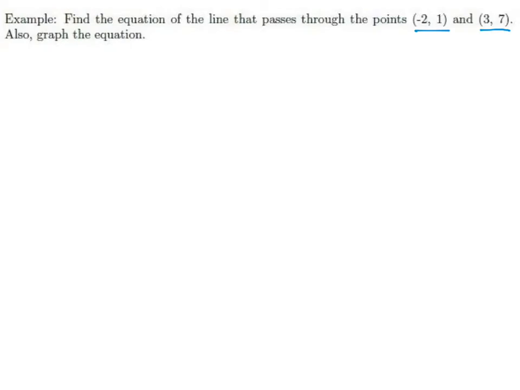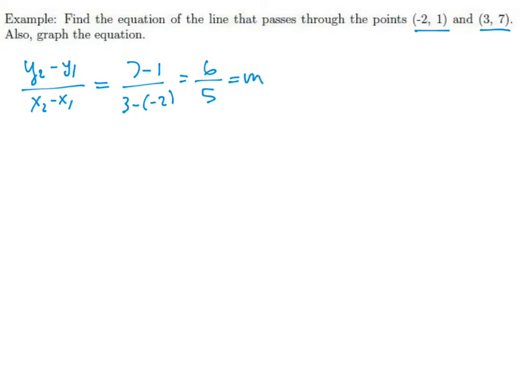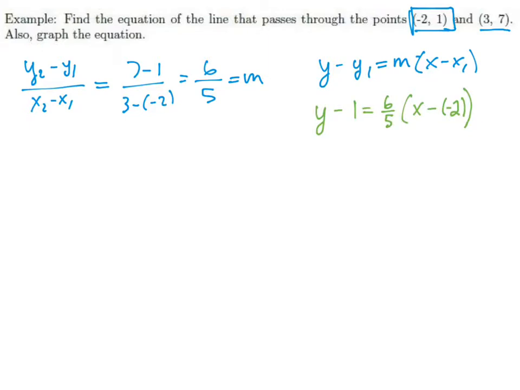So remember, the equation for the slope is y2 minus y1 divided by x2 minus x1. So what we'll have here is 7 minus 1 over 3 minus -2, and we end up with 6 over 5. So that will be our slope. So we have the slope, and now we can use either of these points. I'll just use this first one and then plug everything into this point-slope form of the equation, and we can come up with our equation of the line.